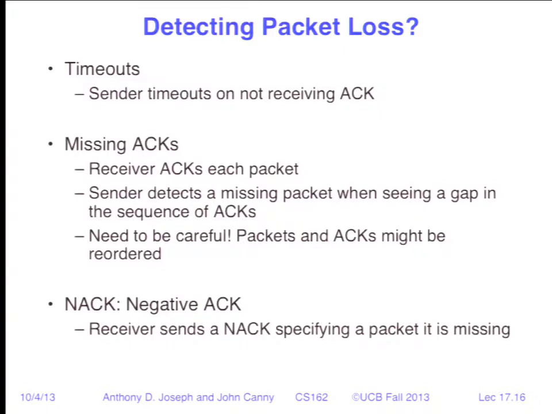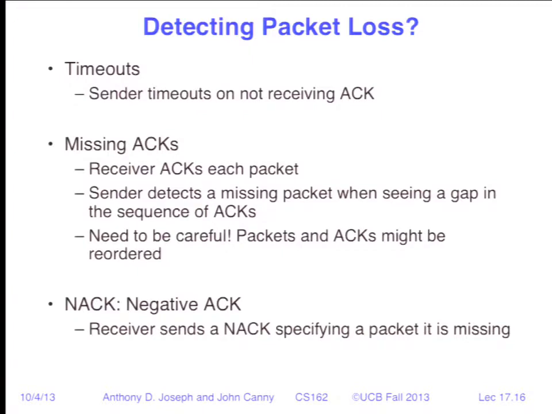Now, another form of acknowledgment is called a negative acknowledgment. A negative acknowledgment is where the receiver says, I didn't receive a packet. So the receiver could either say, I did receive a particular packet, or it could say, I didn't receive a packet. They're symmetric. I can either acknowledge a later packet, and that tells you you have a gap, or I can explicitly say, I didn't get a particular packet.